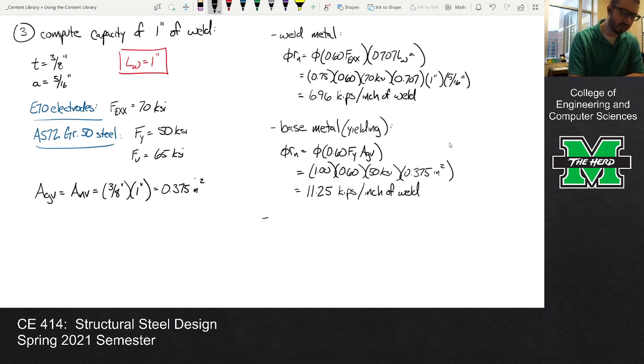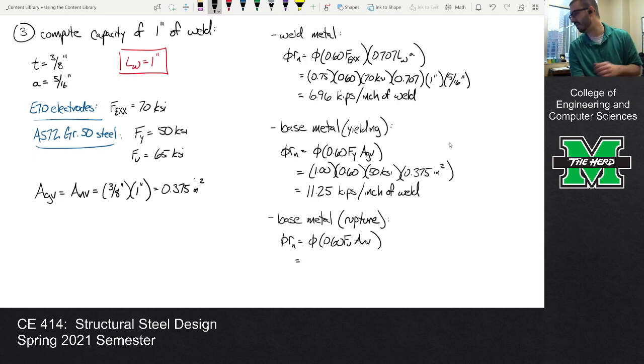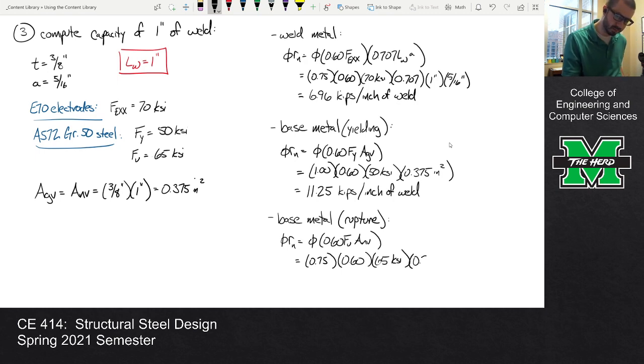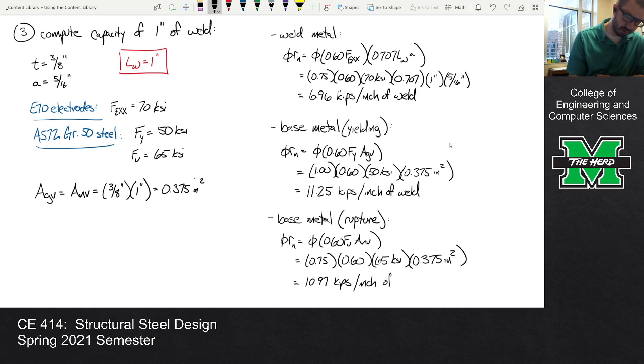And then base metal rupture. Okay, so phi Rn, this is Fu, AnV. What was phi again? Yep. All right, and what do we get for this? 10.97. Second on that?